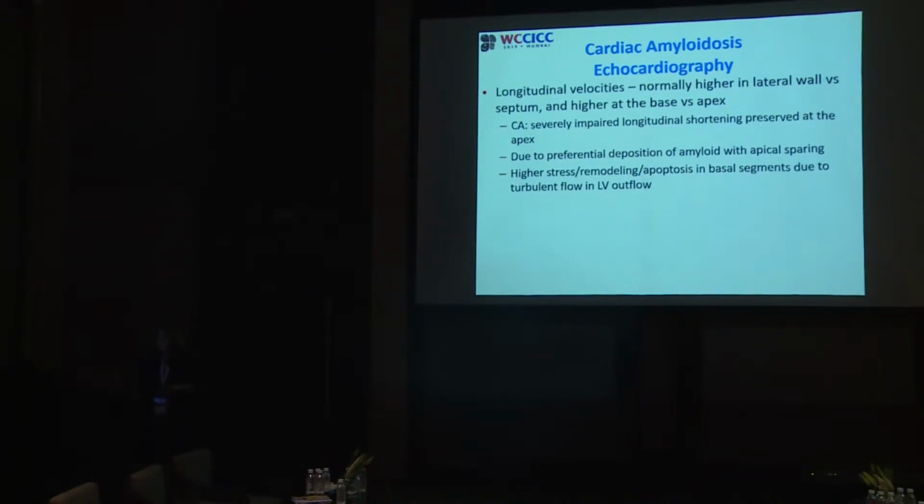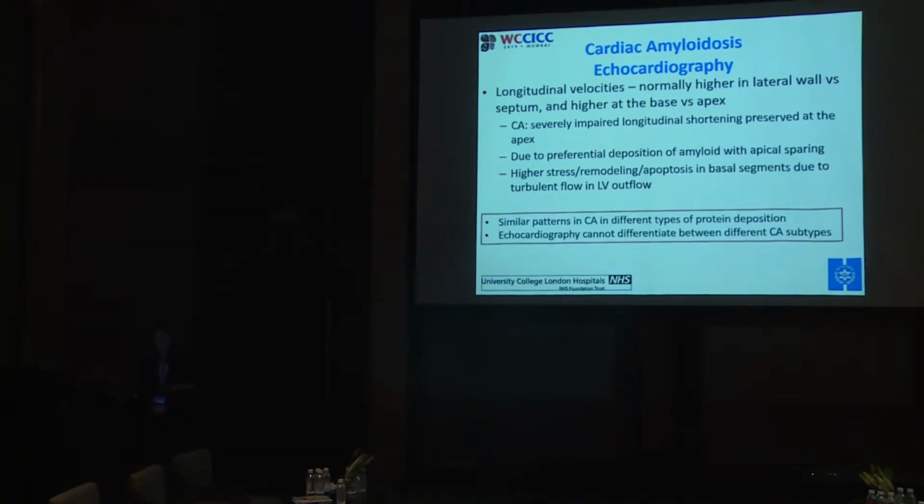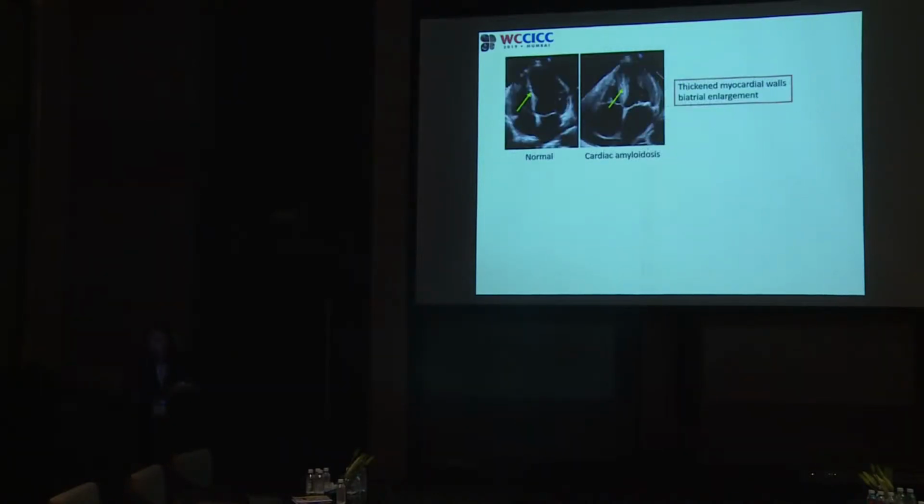And these are normally higher in lateral wall versus septum and higher at the base versus the apex, but as the disease progresses, there is severely impaired longitudinal shortening at the base with preservation at the apex, maybe because of preferential deposition of amyloid with apical sparing, or because of higher stress, remodeling and apoptosis next to the LV outflow. But there are similar patterns in cardiac amyloidosis in different types, and therefore we cannot differentiate with echocardiography between the different cardiac amyloidosis subtypes.